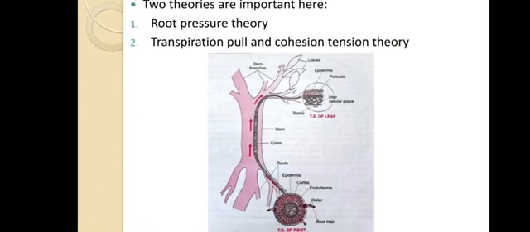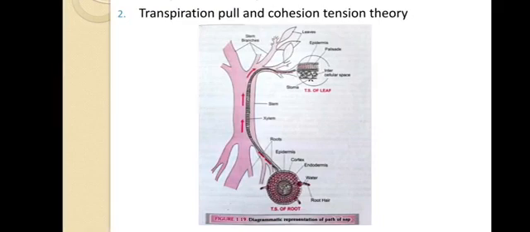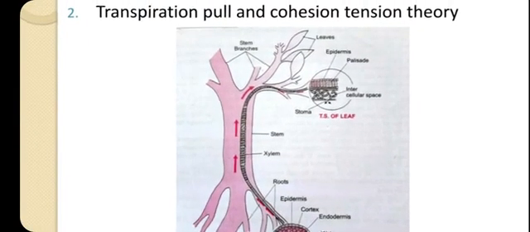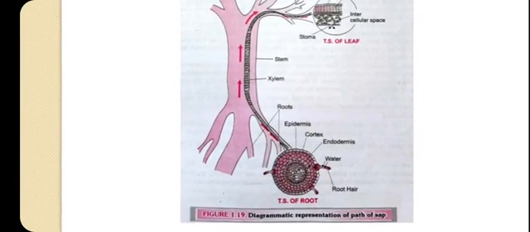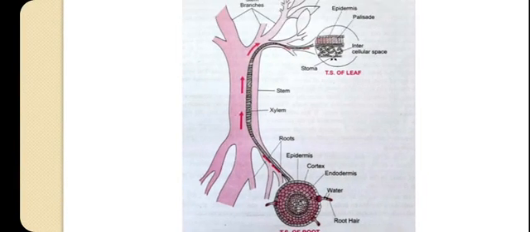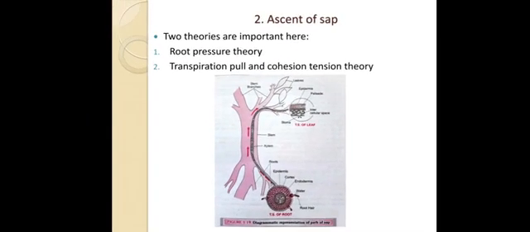sap. Now when you look at the bottom part of this plant, at the bottom the root is there, and at the higher area we have leaves and the other branches. So now we have to transport the water from the root to the higher areas of the plant. So two theories are taking place here, root pressure theory and transpiration pull and cohesion theory.